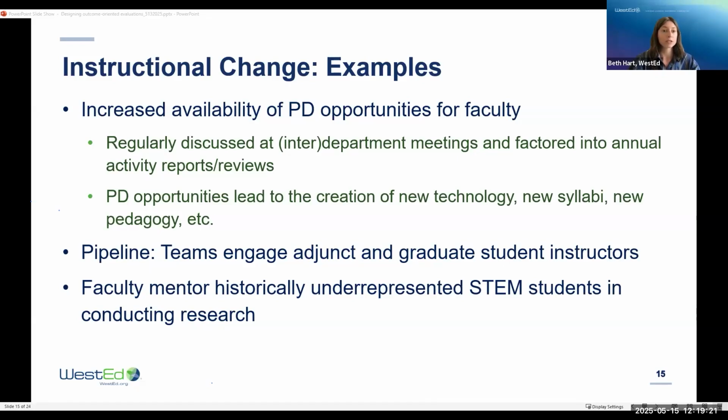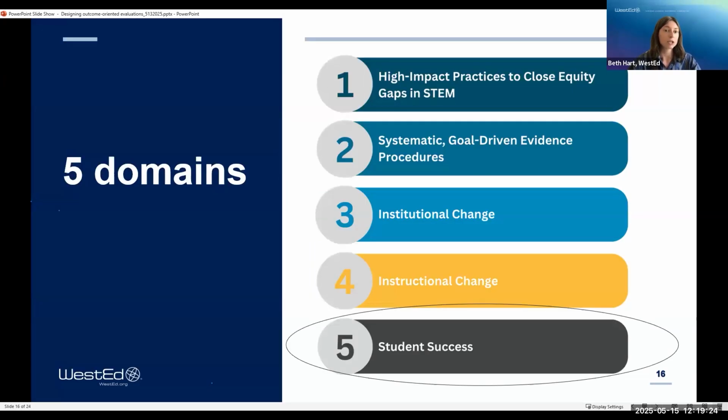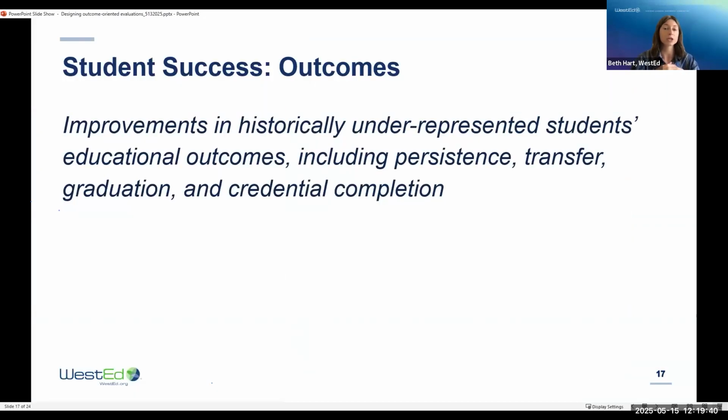And then on the next slide, we start to think about the last domain, which is student success. That one is on page 3 of the PDF of the guide. When we think about student success at that level, on the next slide, we're talking about improvements in historically underrepresented students' educational outcomes. And that might include their persistence term to term, so whether they stay enrolled in college, whether they transfer from a 2 to 4 year college, whether they graduate, and ultimately maybe the type of credential that they complete.